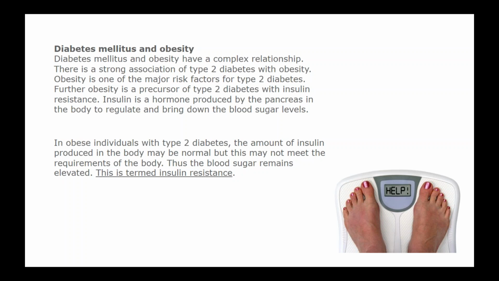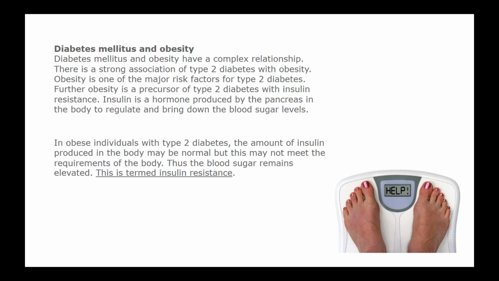Further, obesity is a precursor to insulin resistance. Insulin, as we know, is a hormone produced by the pancreas. We're going to go into that a little bit more. The pancreas will produce the insulin to drive down the blood sugar levels that are in the blood, okay?